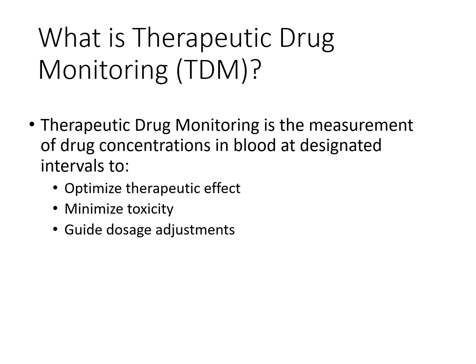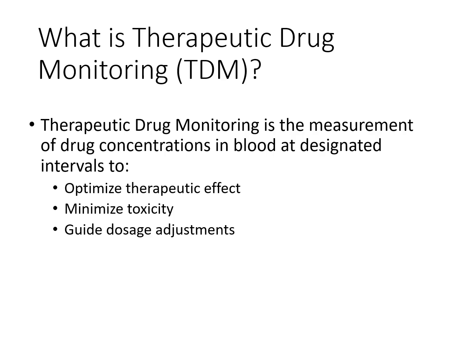So the purpose of therapeutic drug monitoring is to ensure that the drug is effective, or that it's working as intended, that it's safe and not causing harm, and that it's personalized, so that we're giving the right dose for that patient. So we want to be able to optimize the therapeutic effect. The goal for that is to achieve the desired drug concentration that produces the maximum benefit to the patient.